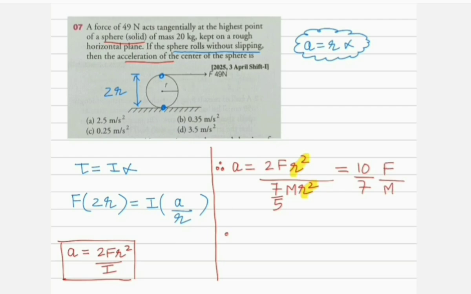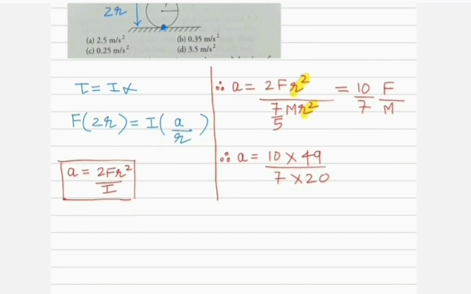All right, students. So acceleration a will look like 10 into, sir, what is the value of force given to you? That's 49 Newton. 49 divided by 7 into mass. The value of mass, students, see the second line, is 20 kilogram. So some simple cancellation we can do now. From here, cancel one zero first. Okay, then 7 into 7 gives you 49.